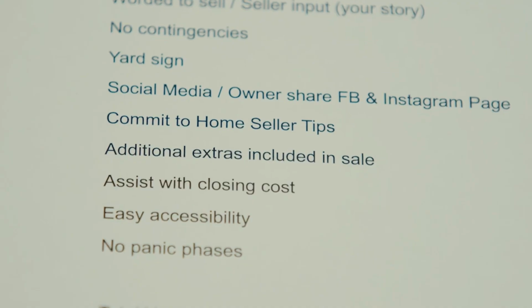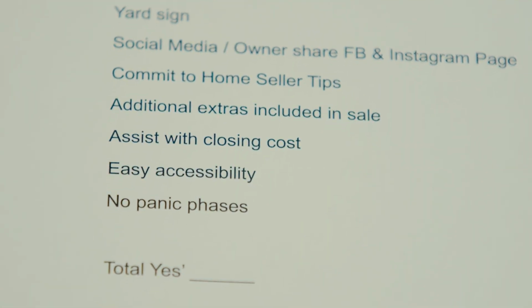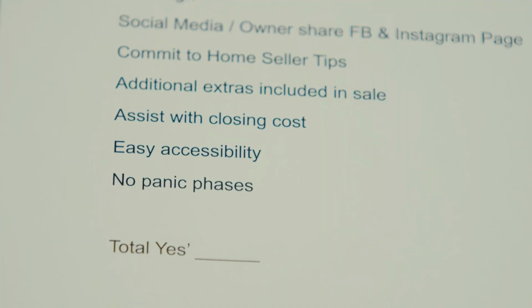Another one is assist in closing costs. In the price range they're in, if they're buying a $400,000 house and they can't afford the lawyer, they probably can't afford the house. So that's an easy no. Easy accessibility. Any problems with 3-hour notice to get into the house? Oh, no, that's okay. Perfect. Another yes. And no panic phrases.